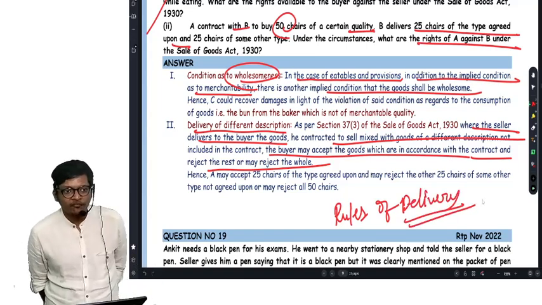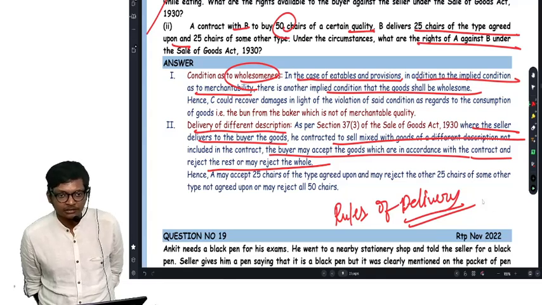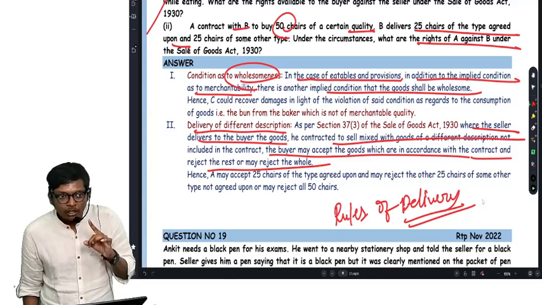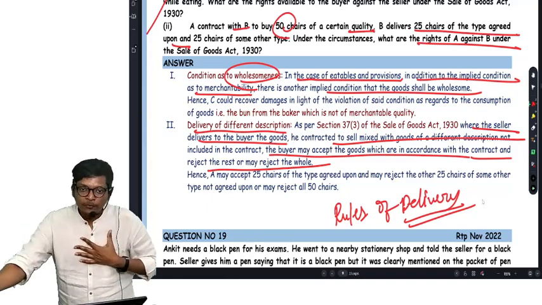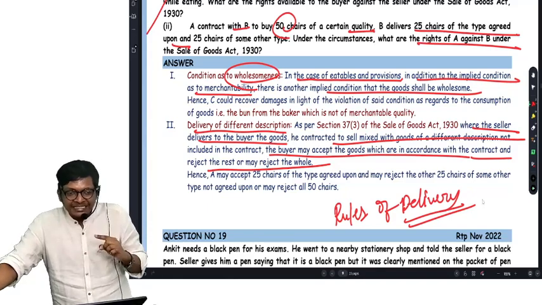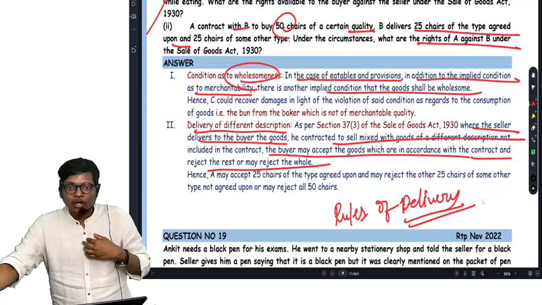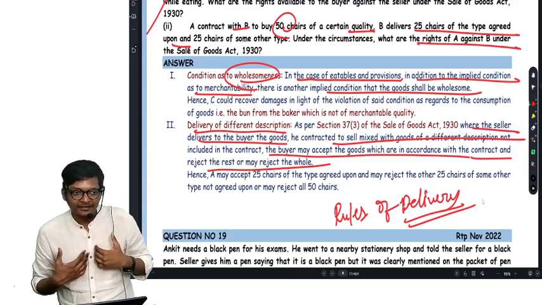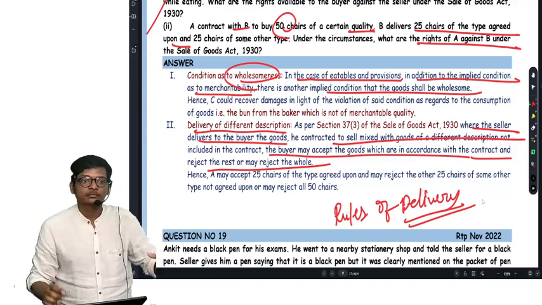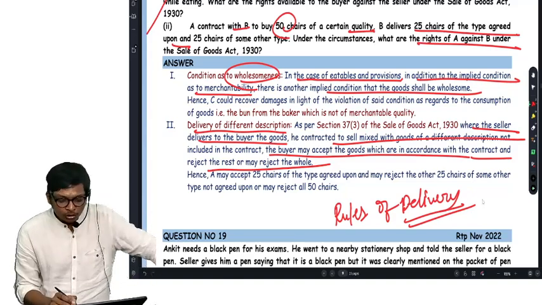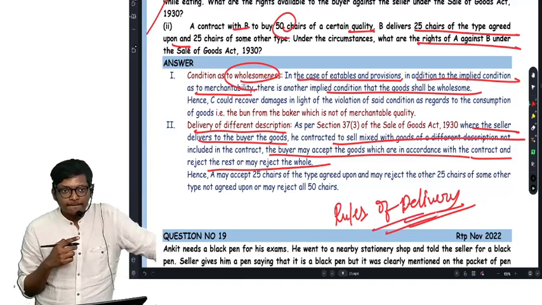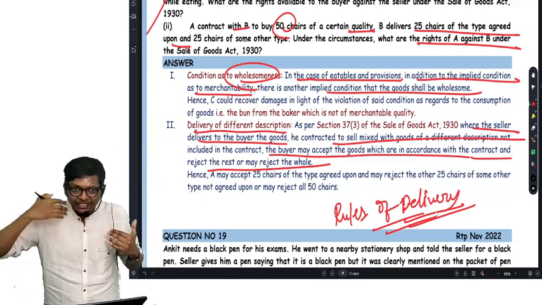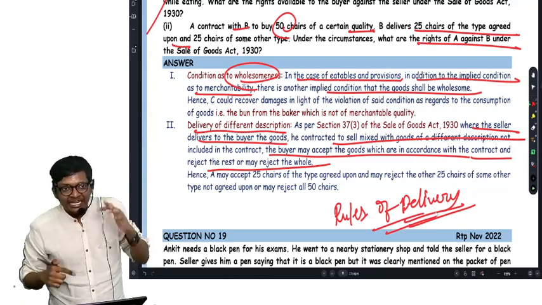if I order 4 veg pizzas and if they deliver 3 veg and 1 non-veg, I have the option to accept 3 and reject 1 non-veg pizza, or I will tell you, you kept non-veg pizza and veg pizza in the same vehicle, I don't want it, I will reject everything. That also can be done. In rules of delivery, it says I can accept all. I can do all. I can accept all 4, I can reject all 4, accept 3 veg and reject 1 non-veg.